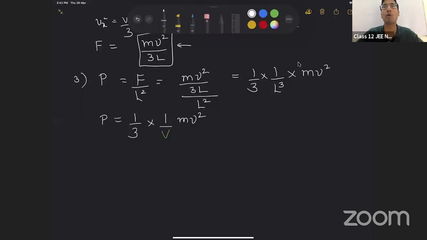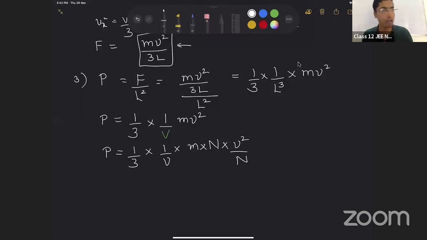Now if we want to talk about n molecules, P is 1 by 3 into 1 by V. In the numerator I'll multiply by the n molecules that are there in the box, and in the denominator I will divide by n. So the quantity still remains the same. Correct? Now this basically becomes 1 by 3V.